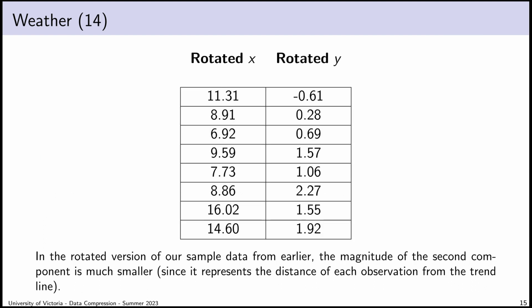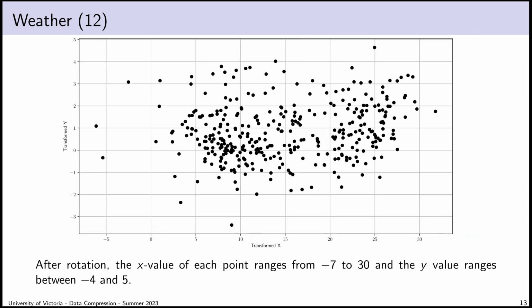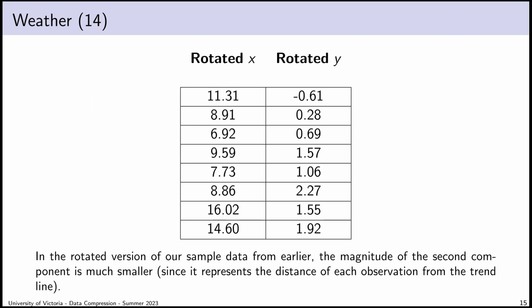Okay, so if we look at that table from earlier, the one where I could represent each element in 11 bits, if I look at the rotated transformed coordinates, here are the x and y values that I get for each row of my original table. So notice that the magnitude of the second component, this rotated y component, is much smaller because we observed earlier that the range of y values, even across the entire year, is a lot smaller than it was originally. And that shows that we've succeeded in removing that correlation. The y values are clustered around zero. Some of them are negative, some of them are positive, but we've removed that correlation.